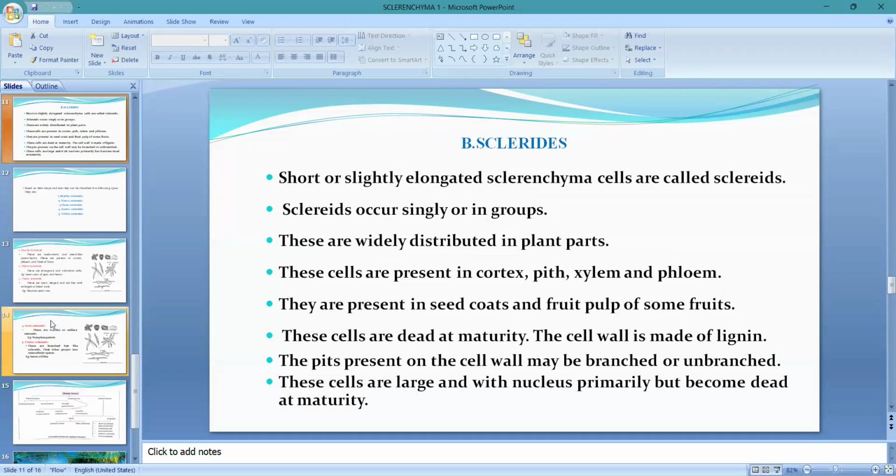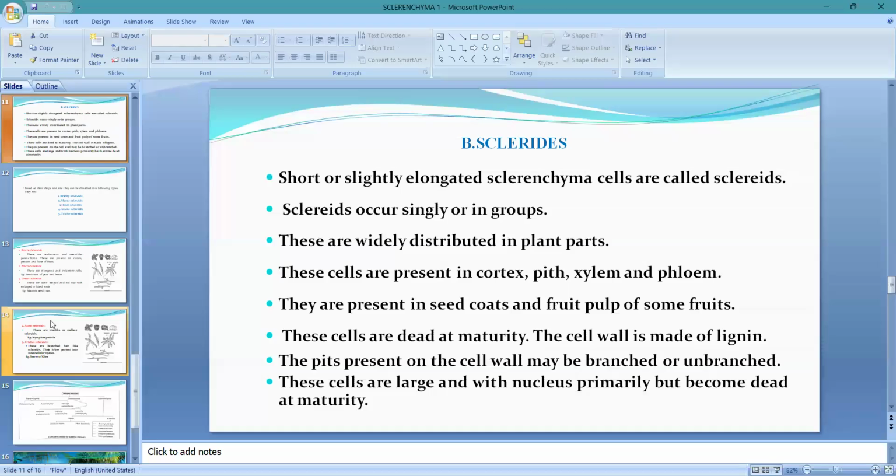These are also known as stone cells because of their thick and hard cell walls. Okay, so sclerites. Coming to the sclerites, these two types belong to sclerenchyma, and these are also known as stone cells because of their thick and hard cell walls.